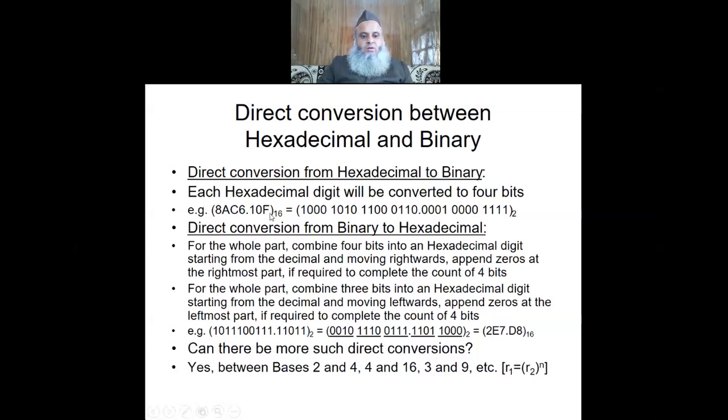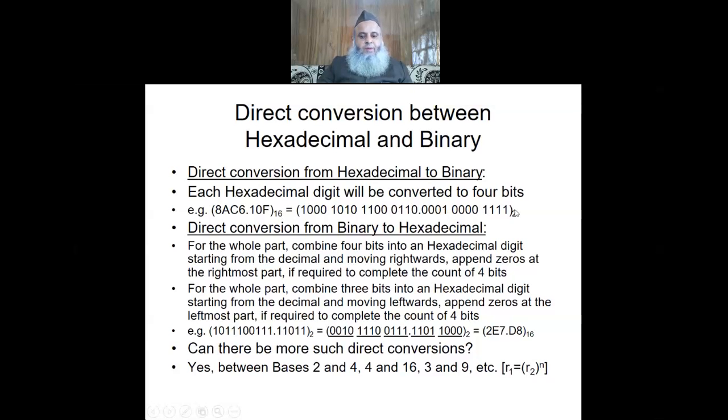8AC6.10F in base 16 is to be converted to binary. So this 8 will be converted to 4 bits. 8 is 1000. A is 1010 because A is 10 in decimal. C will be 1100. 6 will be 0110. Now place a decimal point. After that 1 again in 4 bits, 0001. This 0 will again be in 4 bits, even though it is a 0, use exactly 4 bits. And F is 1111. So this will be the conversion from base 16 to base 2.